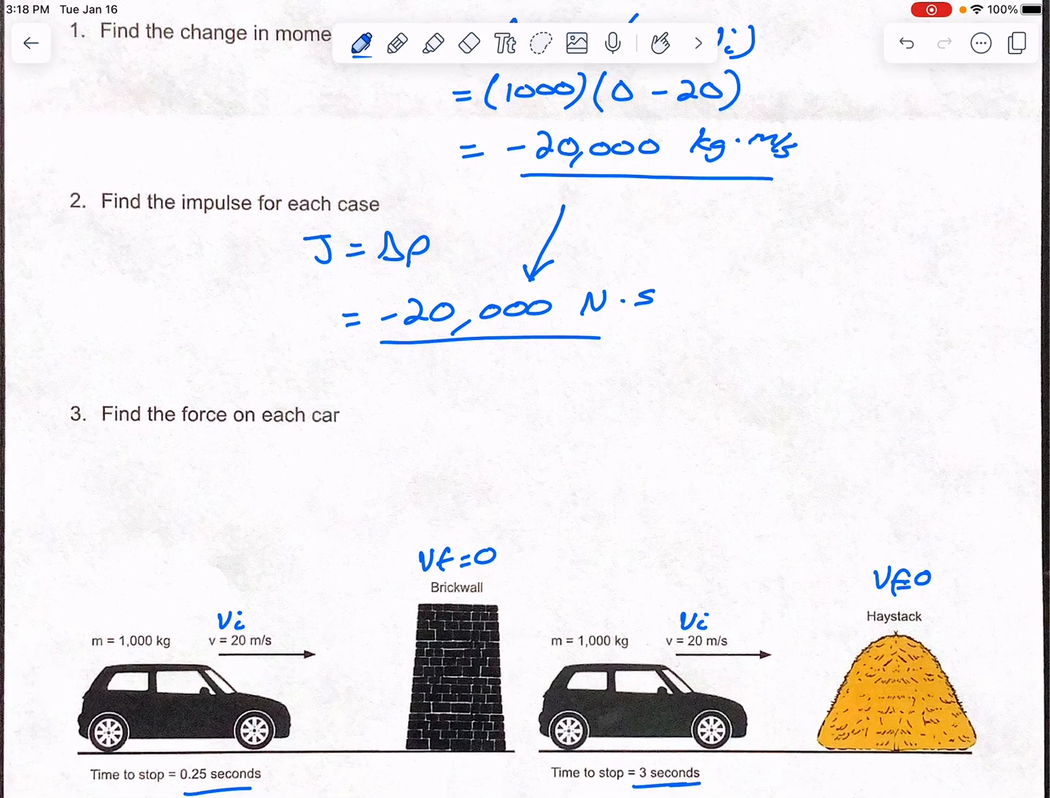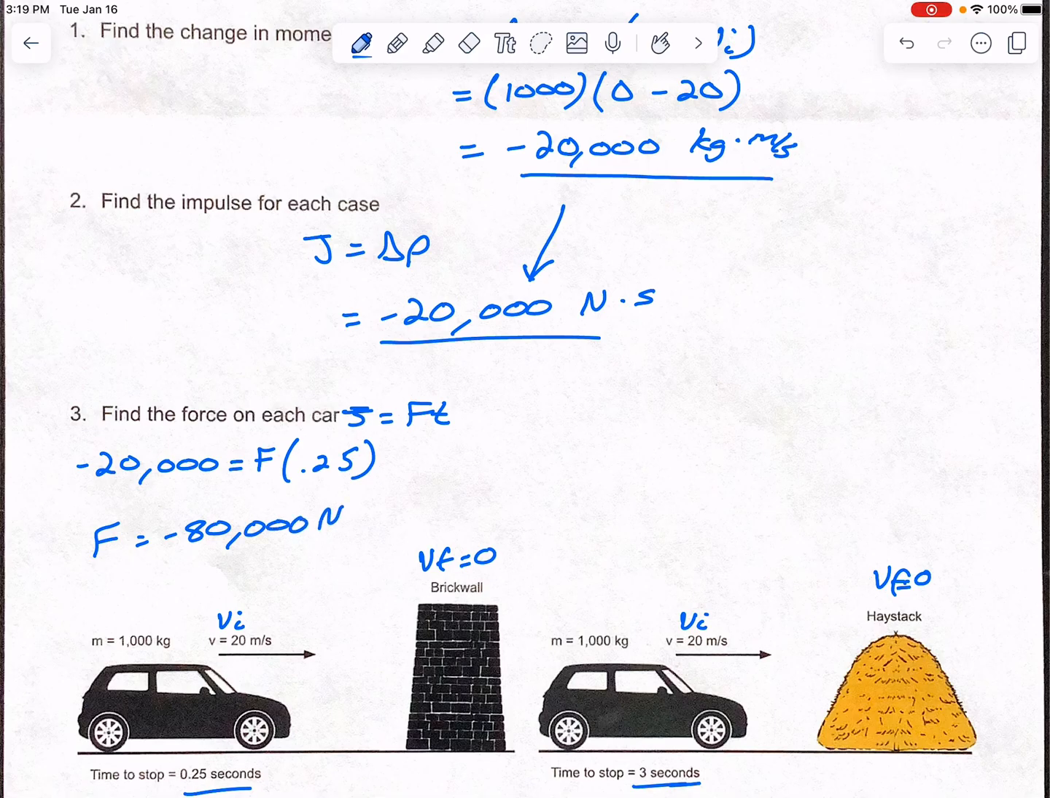Now what we want to do is find the force on each car. So remember, J equals F times T. So negative 20,000 equals F, and my time to stop in the brick wall incident is 0.25 seconds. So divide that by 0.25 seconds, and you're going to get a force of negative 80,000 newtons.